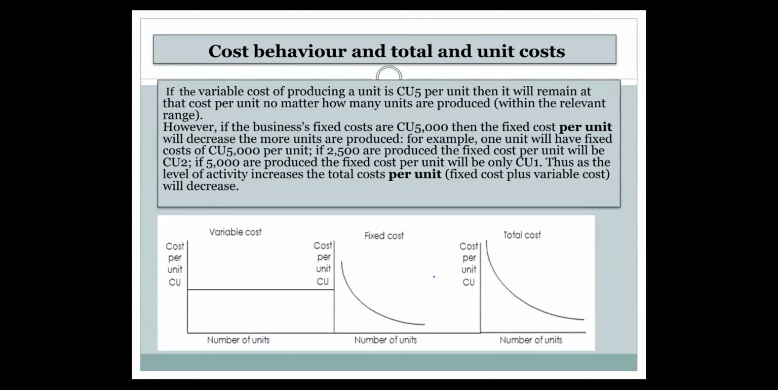Now come to the cost behavior. If we discuss the example, we'll become very much clear about the pattern of cost. If the variable cost of producing unit is 5 per unit, then it will remain at that cost per unit no matter how many units you produce. However, if the fixed cost is 5,000, then the fixed cost per unit will decrease the more units are produced.